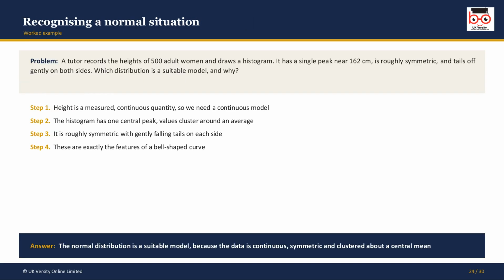Let's recognize one. A tutor records the heights of 500 adult women and draws a histogram. It has a single peak near 162 centimeters, is roughly symmetric, and tails off gently on both sides. Height is a measured, continuous quantity, so we need a continuous model. The histogram has one central peak with values clustering around an average, and it's symmetric with gently falling tails, exactly the features of a bell curve. So the normal distribution is a suitable model here.